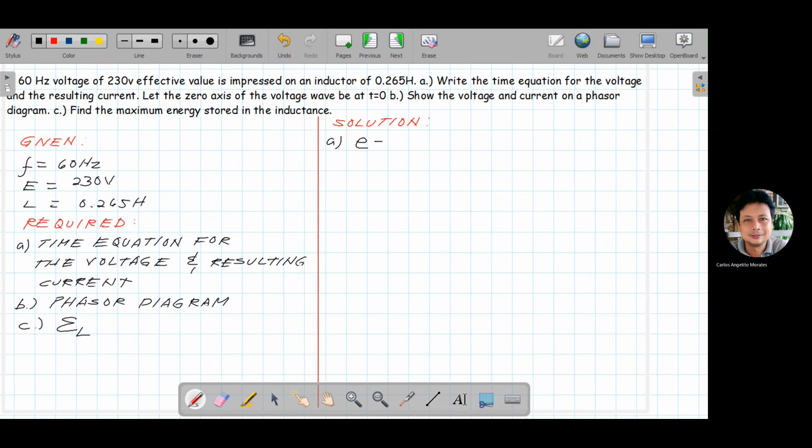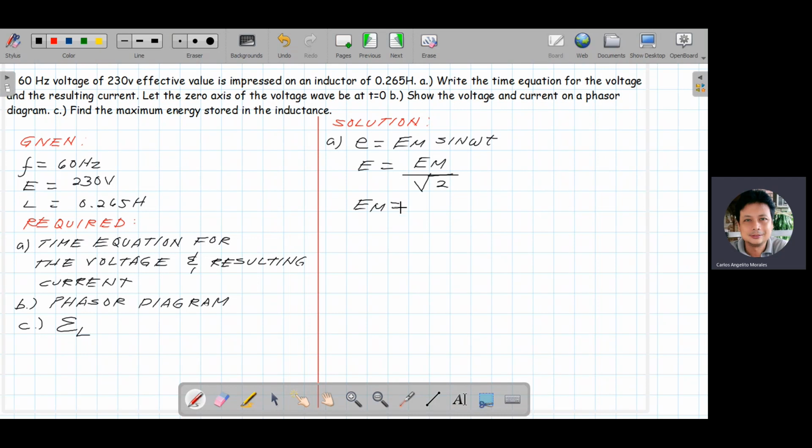E is equals to E maximum sine omega t. E is equals to yung RMS value ng voltage, E maximum over the square root of 2. So, derive natin yung E maximum from the equation above. E maximum is equals to square root of 2E.